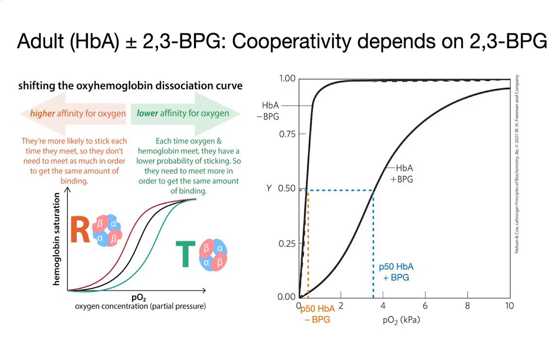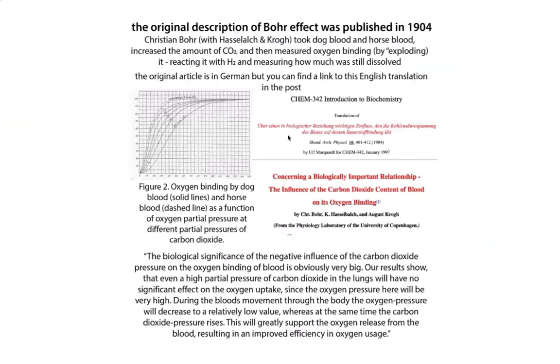And this has important consequences, and it helps our bodies further fine-tune the amount of oxygen that is bound by hemoglobin. So we saw how we had oxygen acting as a positive homotropic modulator and BPG acting as a negative heterotropic modulator. Now let's talk about a different way that we can affect affinity, and this is called the Bohr effect.